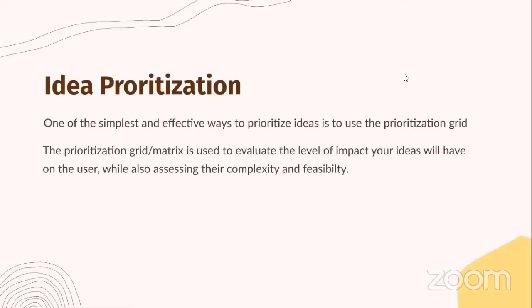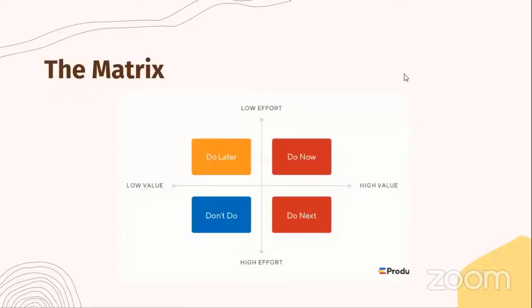So you're assessing impact, you're also assessing complexity and feasibility. So this is what the matrix looks like. Let's go into each of the quadrants one by one, and we'll see where you really want to work.